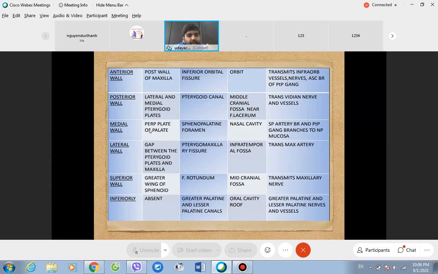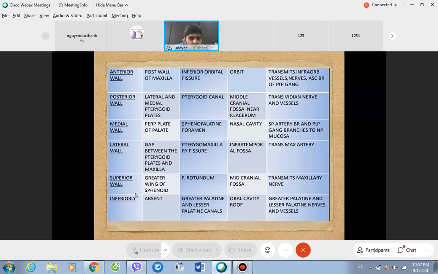The medial wall is formed by the perpendicular plate of the palatine bone, which is communicating with the nasal cavity via the sphenopalatine foramen, transmitting the sphenopalatine artery and branches, pterygopalatine ganglion branches to the nasopharyngeal mucosa. Lateral wall is formed by the gap between the pterygoid plates and the maxilla, which is the pterygomaxillary fissure. The communication is with the infratemporal fossa, via the pterygomaxillary fissure, transmitting the maxillary artery.